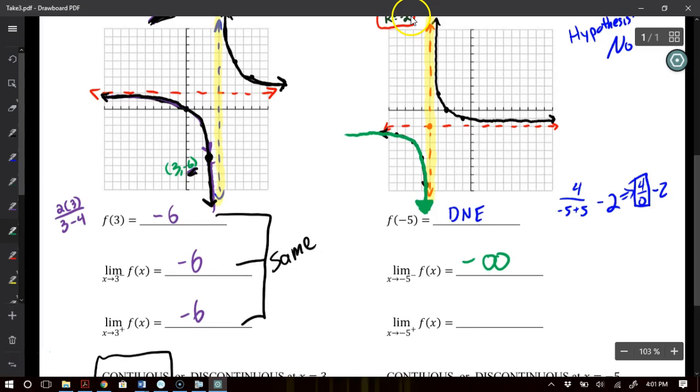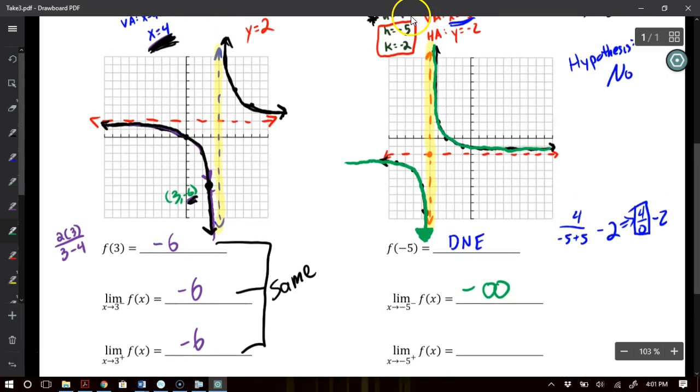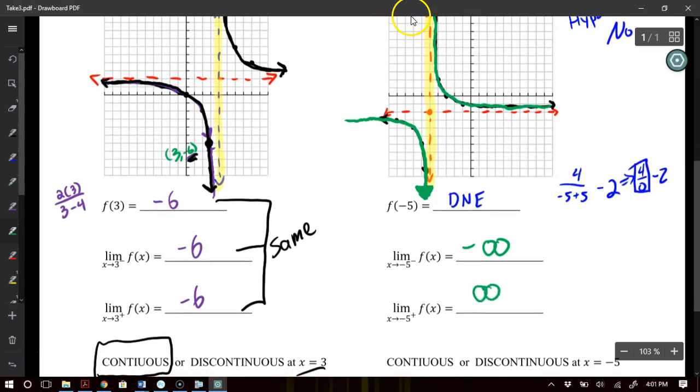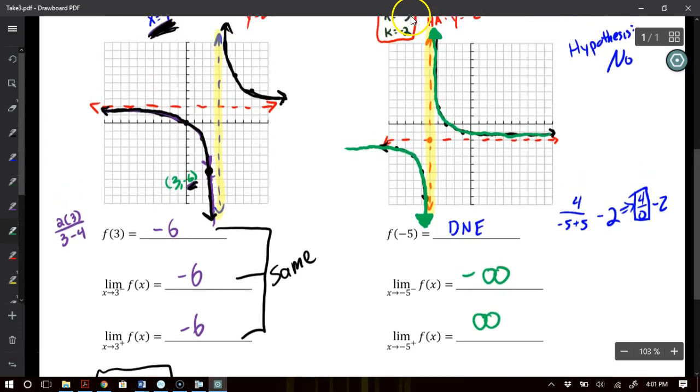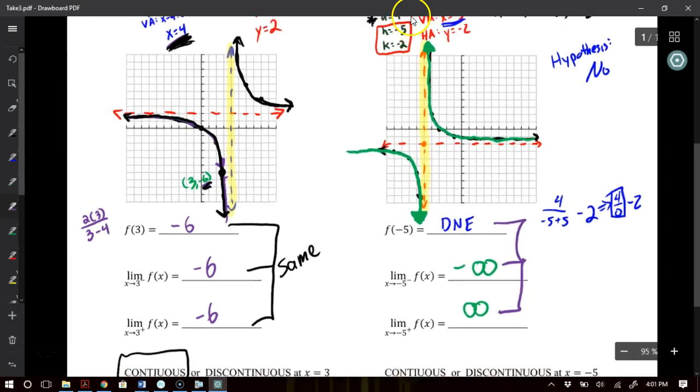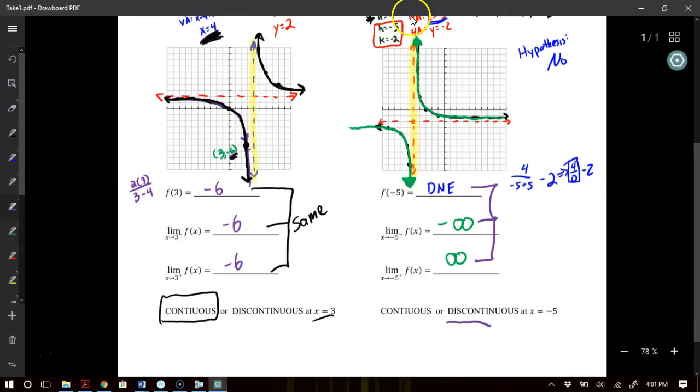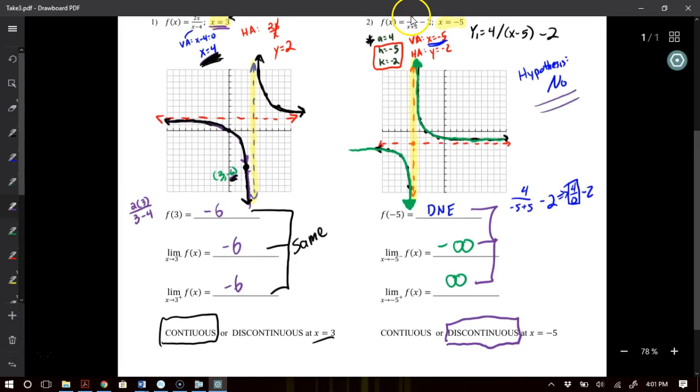And then I do the same thing. I want to approach -5 from the right-hand side. And so I'm coming -1, -2, -3, -4. But again, I can't touch -5. There's a vertical asymptote there. I have to get closer and closer without actually touching it. So what is this arrow pointing at? It's pointing at infinity. It's going up forever. So do all three match? Are all three the same? And no. So it's discontinuous, which is what I said in the beginning.